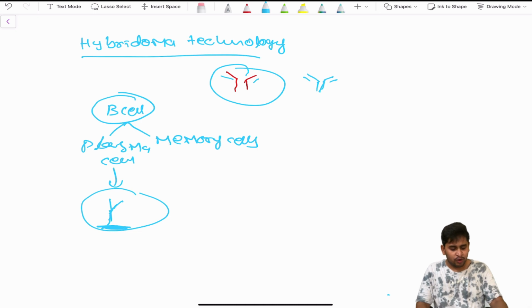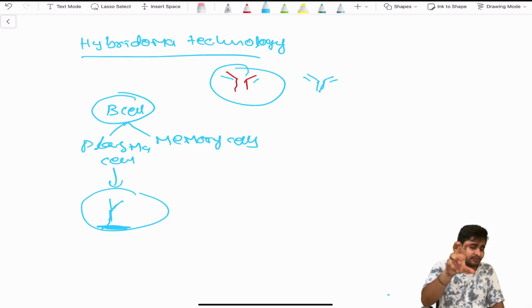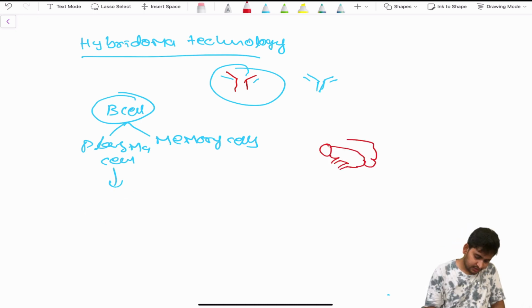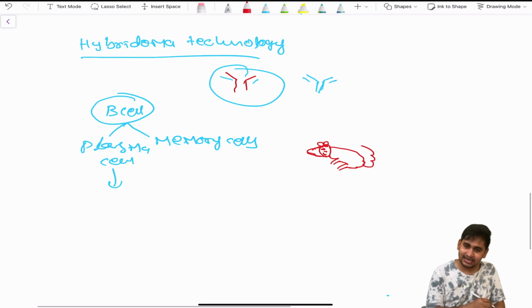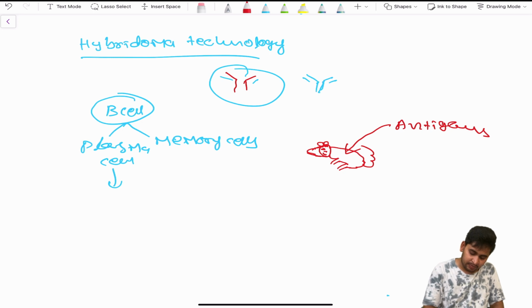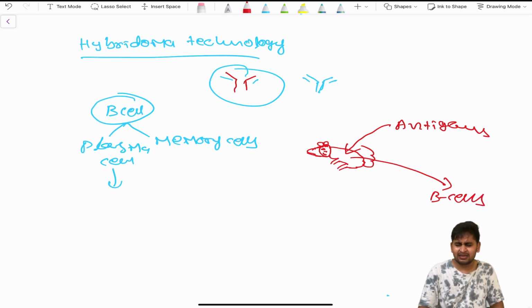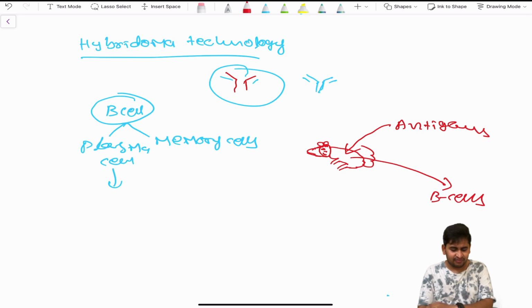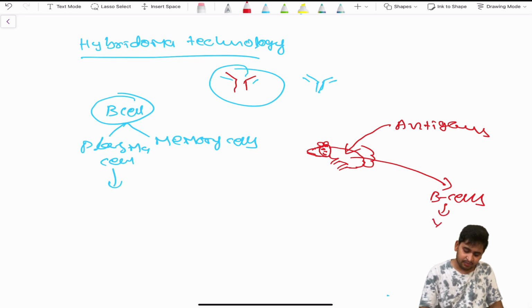Now this B cell would be extracted from an animal. You can take mice. It is not a mice, but assume this is a mice. Clear? So antigens will be given to the mice, and this will develop the immunological cells. They will extract the B cells. What is a B cell? A B cell is a lymphocytic cell. When it is extracted from the mice, it gives the plasma cells and gives the antibody.